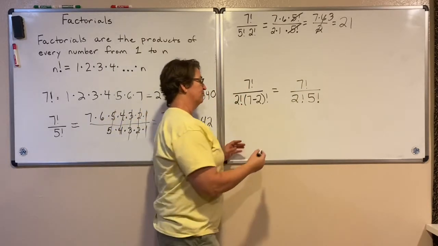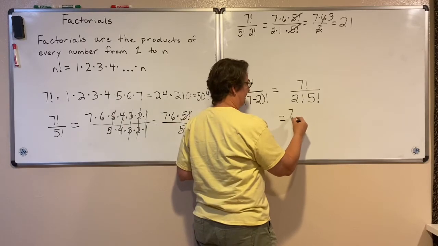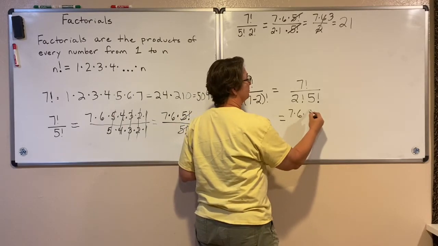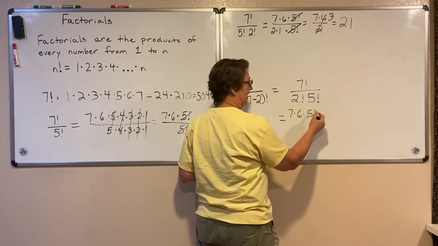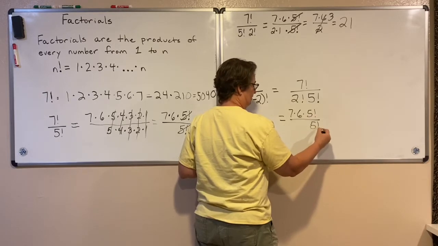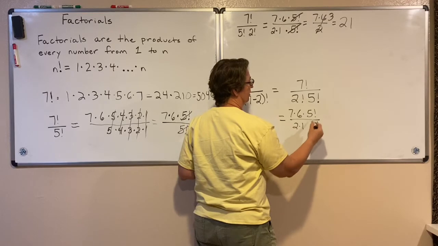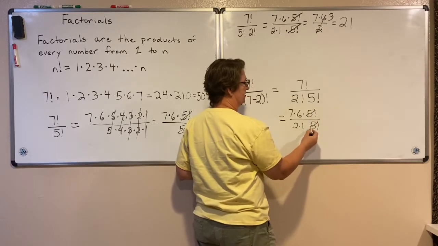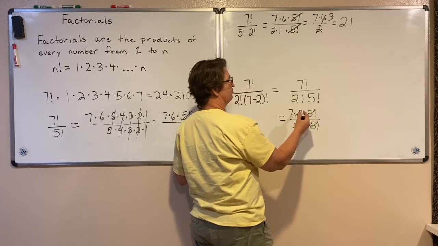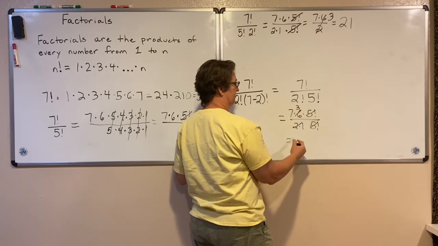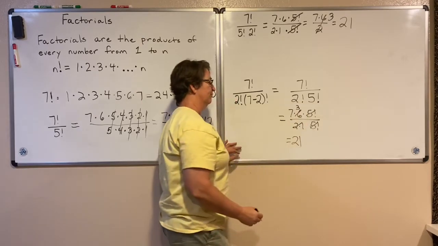Now, I'm going to simplify again. So I have 7 times 6 times, I'm going to stop at that 5 factorial. And that's the same as what I had before. So the 5 factorials cancel, the 2 goes into 6 3 times, and I still have 21.